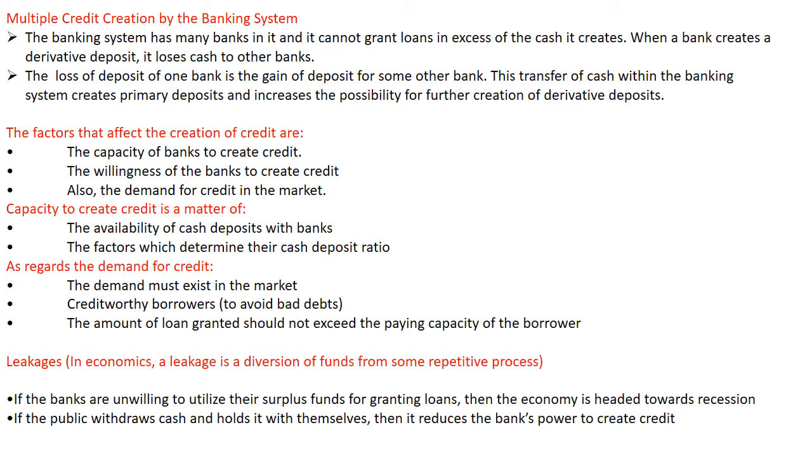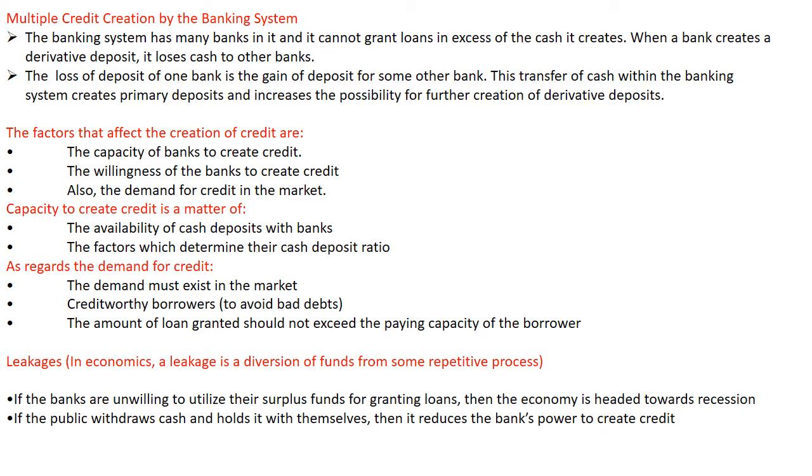As regards the demand for credit, demand must exist in the market. Currently the demand is high because people don't have money with them, so they will take loans, and that's why the government is providing home loans at very low rates, right? Lend to creditworthy borrowers to avoid bad debt. One of the demerits of these types of loans is that when the interest rate is low, people will take the loan, but it can lead to bad debts also.